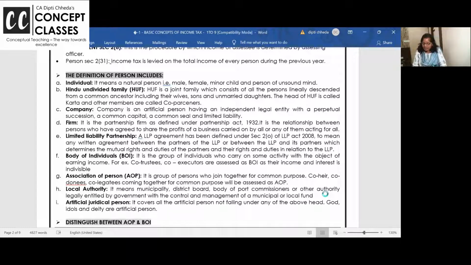Body of individuals is the group of individuals who carry on a common activity, like co-trustees and co-executors. Association of persons is a group of persons who join together for a common purpose. What is the difference between BOI and AOP?